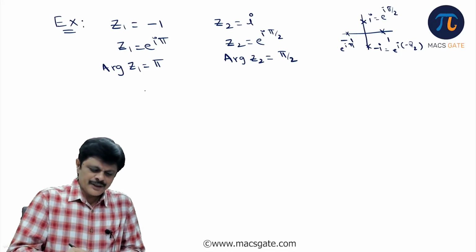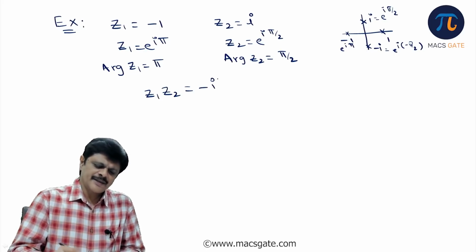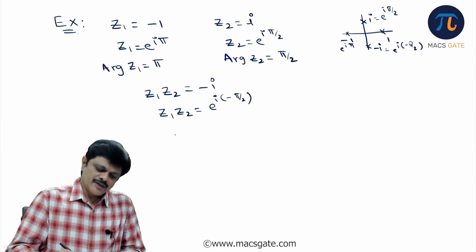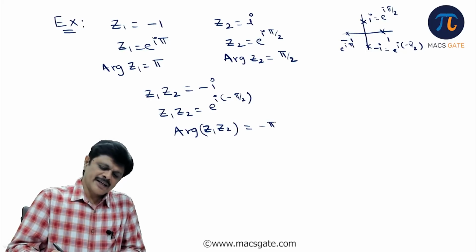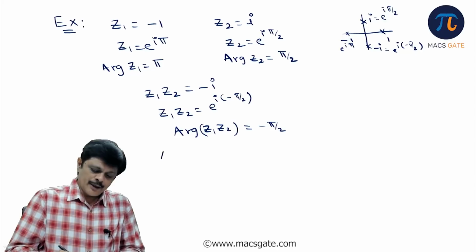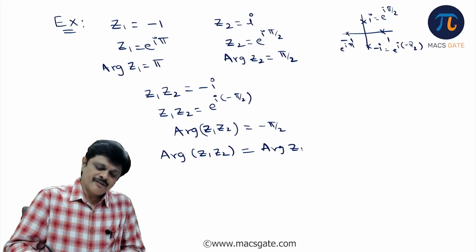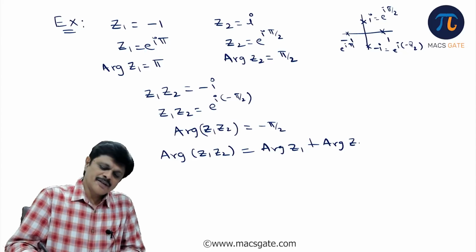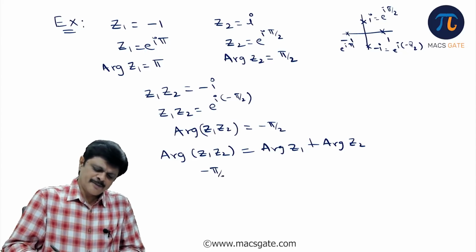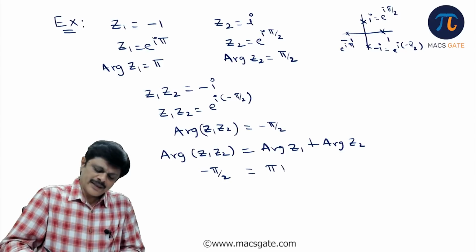Now I will try to find the product Z1 into Z2. What is the product, sir? Minus 1 into i, that is minus i. Again you know how to express minus i in exponential form. It is e power i into minus pi by 2. So what is the principal argument of Z1 into Z2, sir? Which is minus pi by 2. Now let us verify the rule which I wrote for the previous problem: argument of Z1 Z2 is equal to argument of Z1 plus argument of Z2. Let us check that. Minus pi by 2 is equal to pi plus pi by 2.